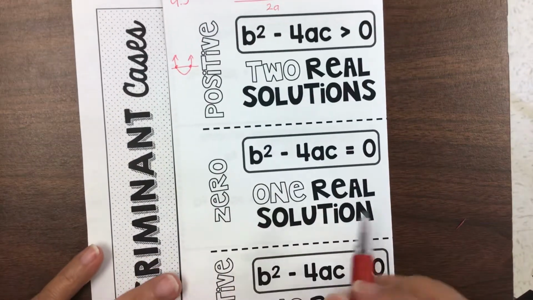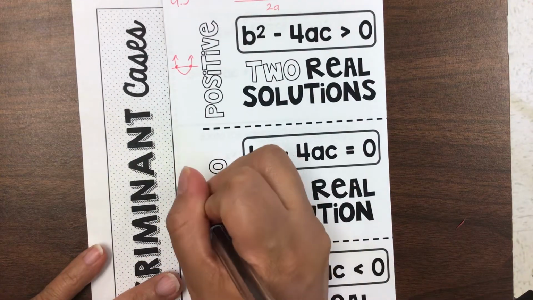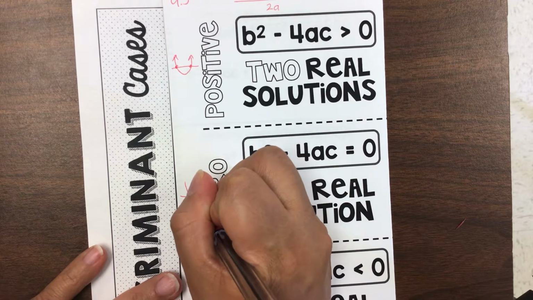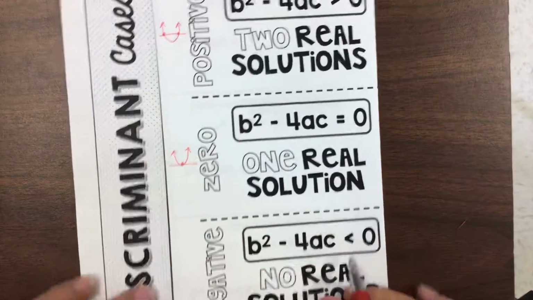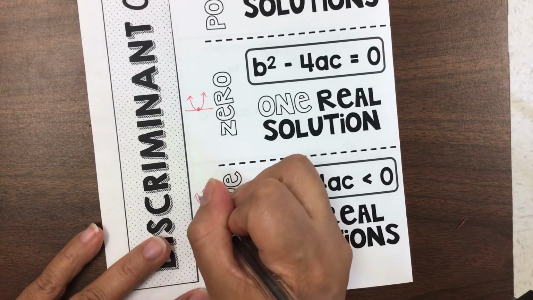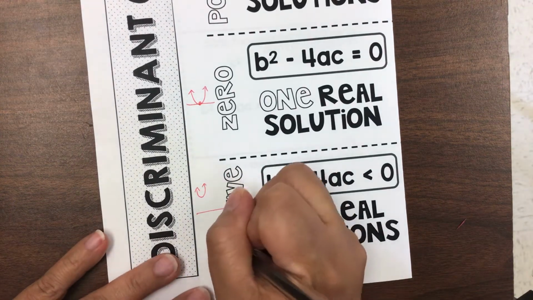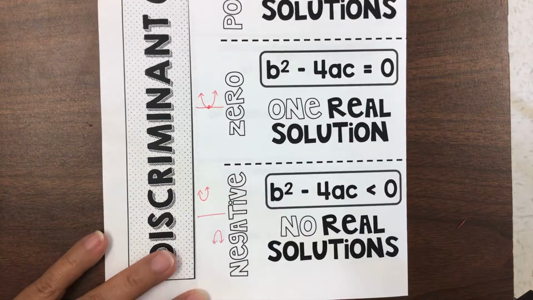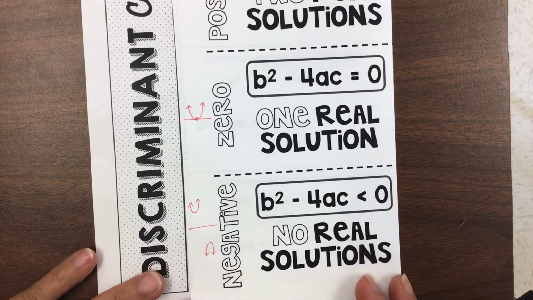Sometimes it only has one solution, and you know that that means that it only crosses the x-axis once. And then no solutions, it's either too far up and it's going to keep going up, or it's too far down and it keeps going down and it'll never touch the x-axis.